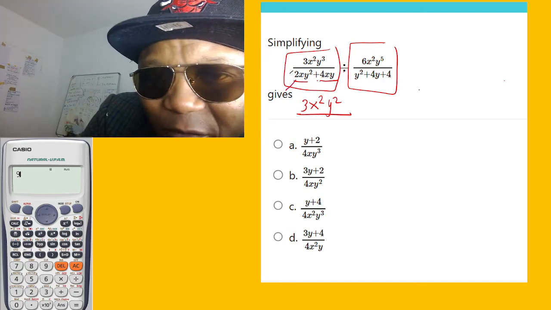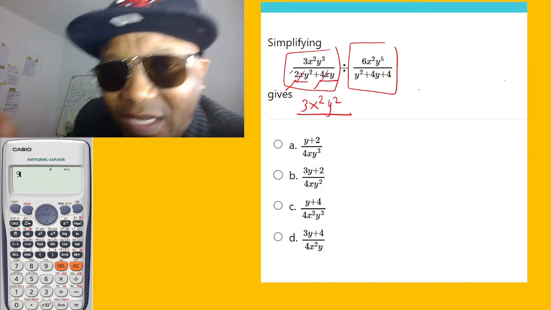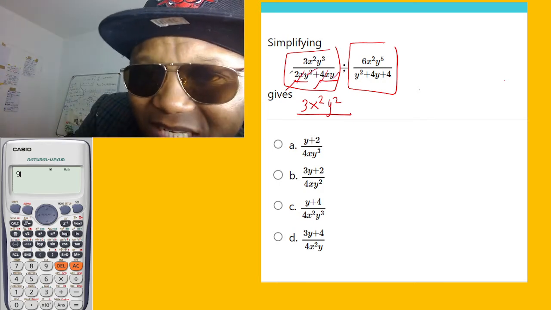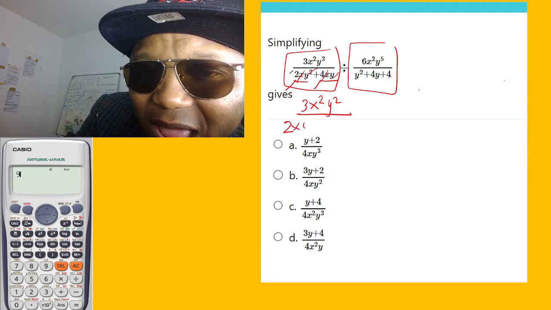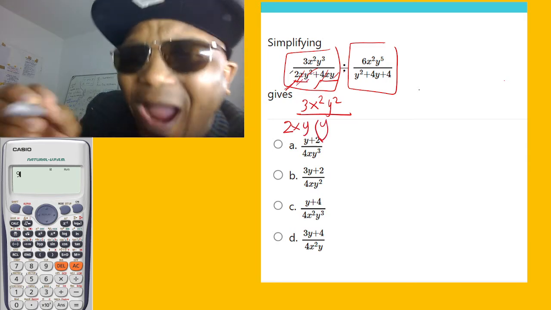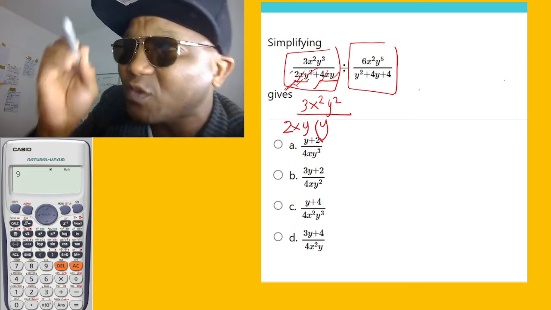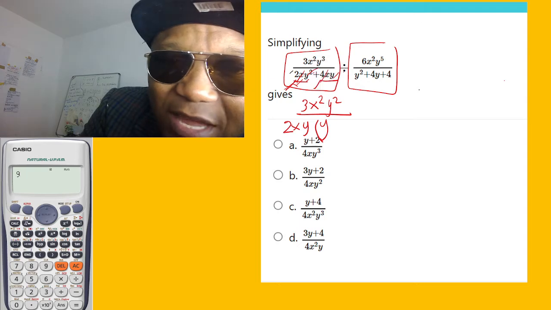We have a 2, but from 4 I can take out 2. We have an x here, we can take out x. And there's a y I can take out. So I can take 2 and x and y. Why do I take 2xy, not only 2x? Because it's common for both. That's what I was just saying.